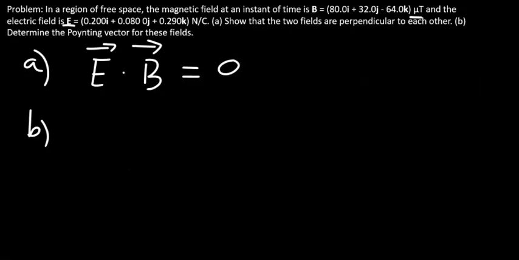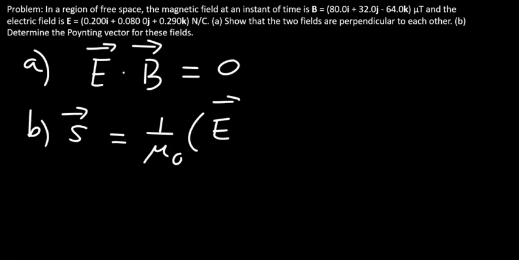Now let's do part B. Determine the Poynting vector for these fields. The expression for the Poynting vector, as we have seen, is given by the following expression: 1 over mu naught, where mu naught refers to the permeability of free space or vacuum, times the cross product of the electric field and magnetic field.